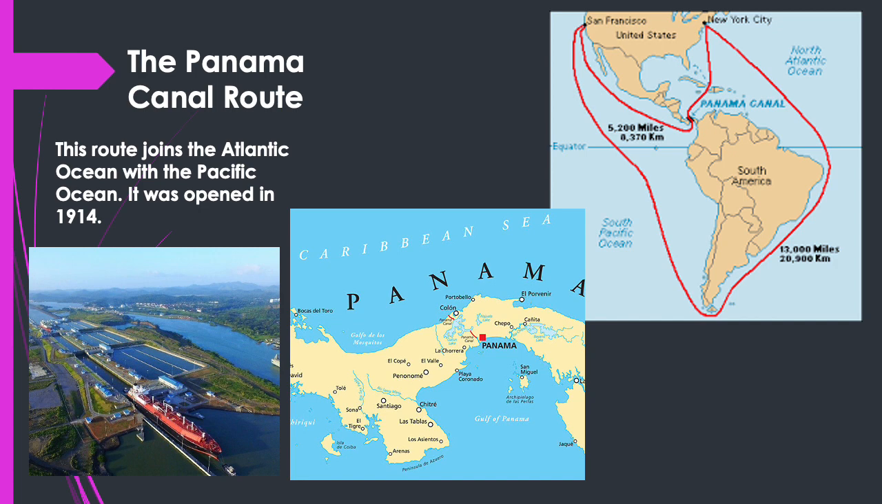And here, with the help of these maps which I have put here, you can see how the distance reduced. A person traveling from New York City to San Francisco earlier had to cover almost 13,000 miles. And now, when traveling via the Panama Canal, this distance has been reduced to only 5,200 miles.